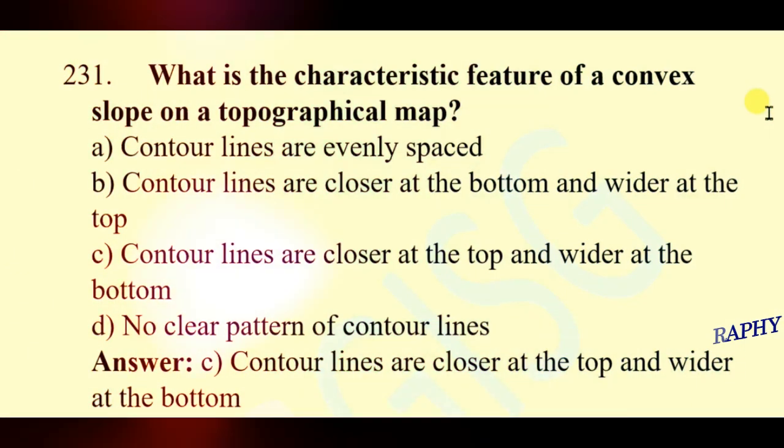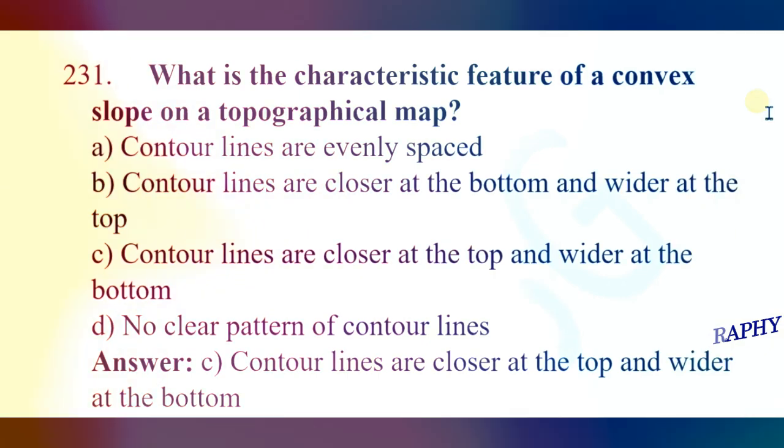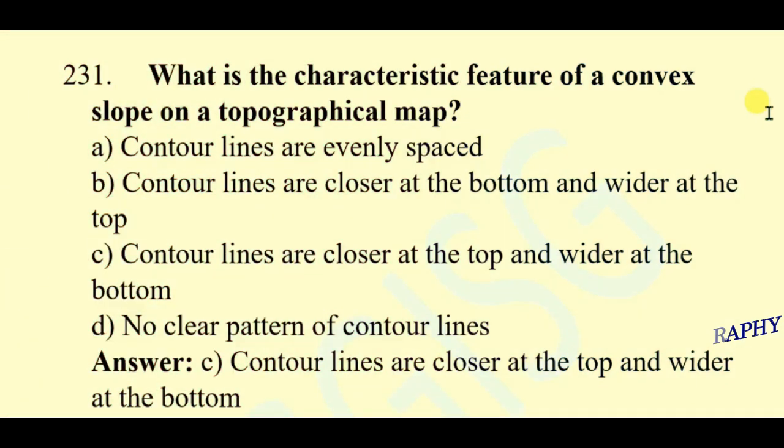Here the right answer will be contour lines are closer at the top and wider at the bottom, means the slope is high in the top and less in the bottom area. That is called as convex slope. And the opposite will be the concave slope, means the contour lines are closer at the bottom and wider at the top.